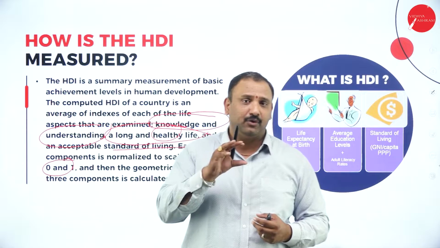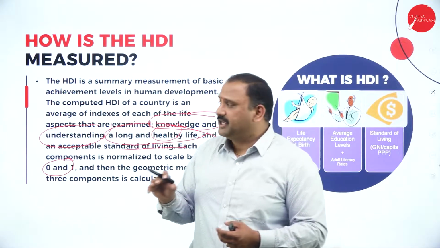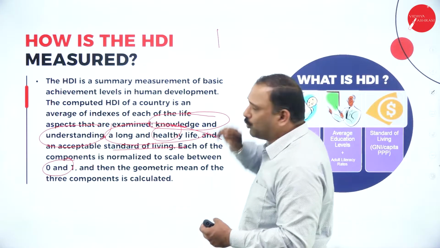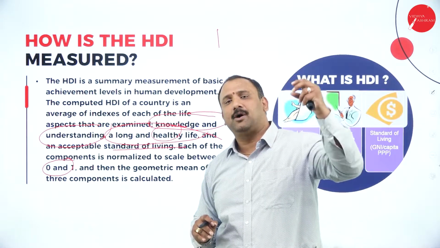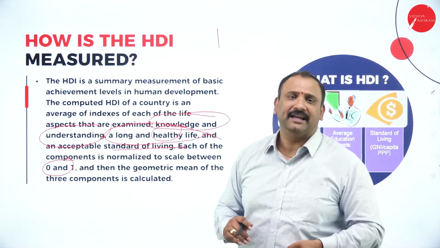So that's how, when we measure the HDI, the closer you go to 1, that means your standard of living is very high. You rank on the top orders of the Human Development Index.